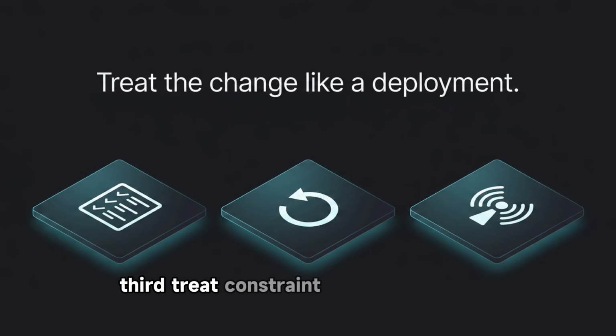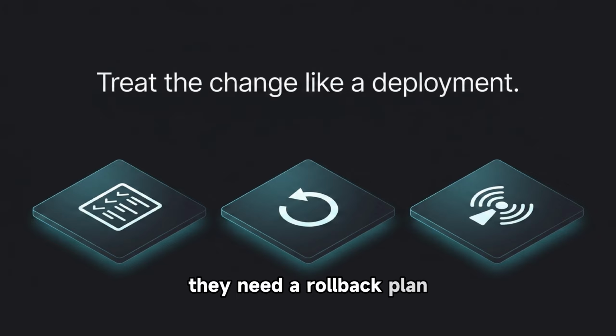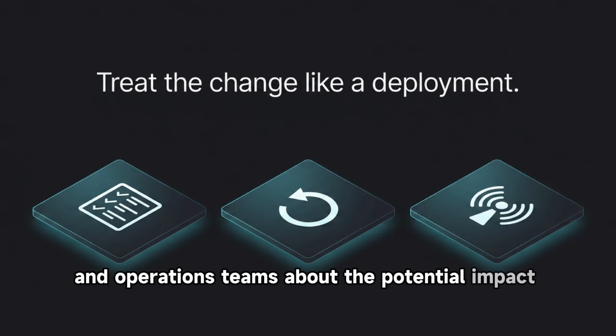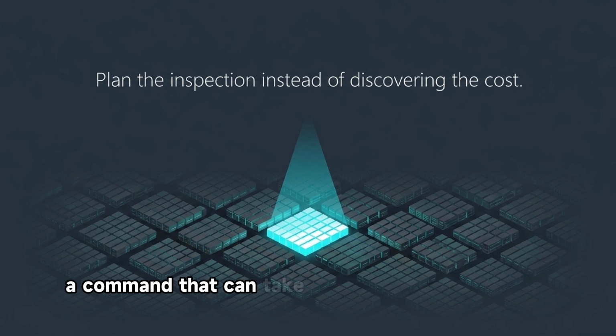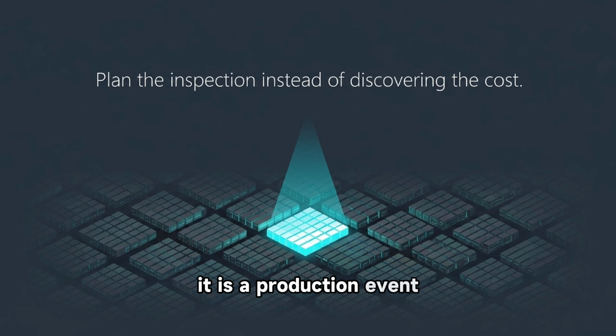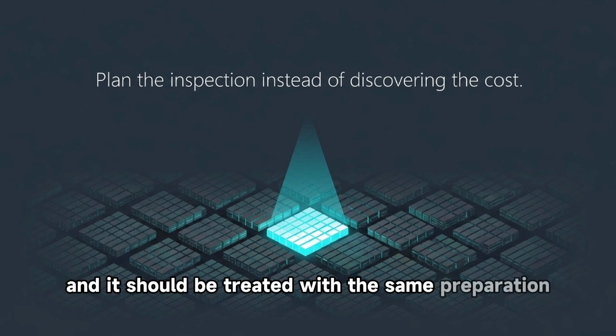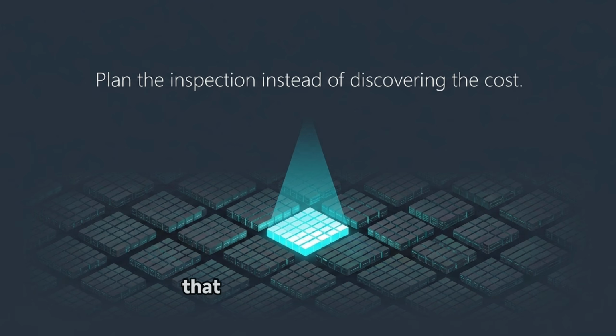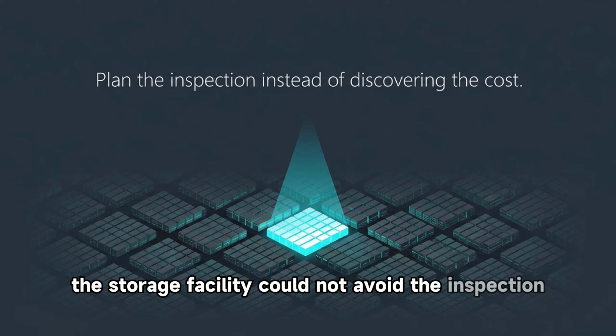Third, treat constraint additions on large live tables as deployments, not maintenance tasks. They need a runbook. They need a rollback plan. They need communication to support and operations teams about the potential impact window. A command that can take a production table offline for 19 minutes is not a routine schema change, it is a production event, and it should be treated with the same preparation as any other production event that carries downtime risk.